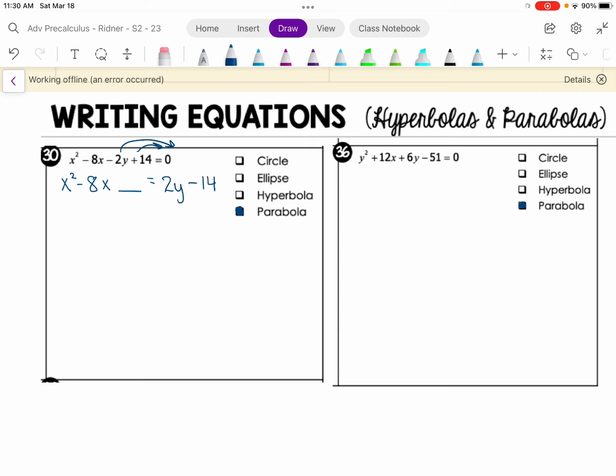Okay. Remember, we will be adding something there first. What we add, hopefully you've done this enough times now that you have it memorized. We add b over 2 squared. So in this case, we're adding negative 8 over 2 squared to both sides. And I'm out of room there, but hopefully you can get the idea. So that's 4 squared, which is 16.